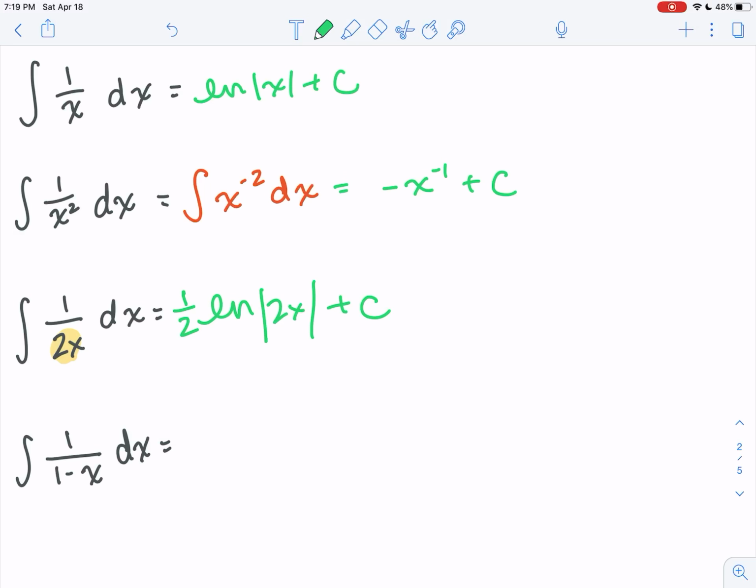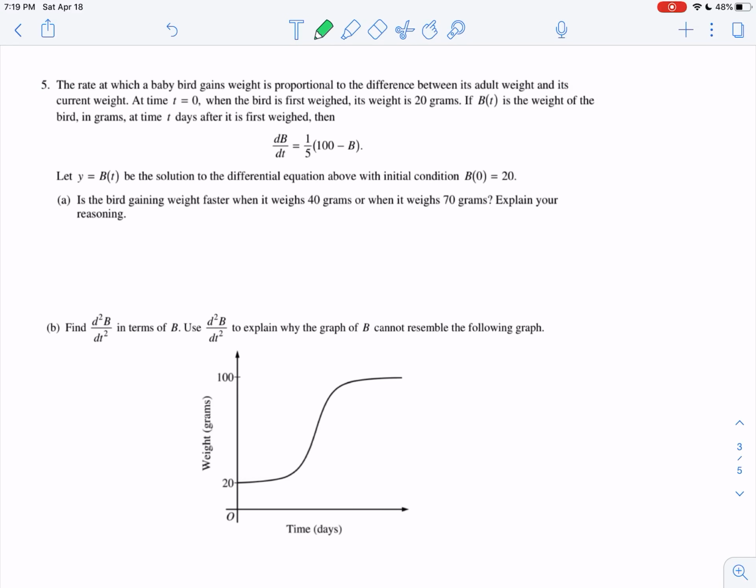Okay. Similarly, for the last example, I can see that the inner function is linear. So I'm going to antiderive the outer, hold the inner. Now divide by the derivative of the inner, which is negative 1. All right, so a quick little antiderivative review there for you, especially involving ln of x, because those pop up a lot with differential equations.